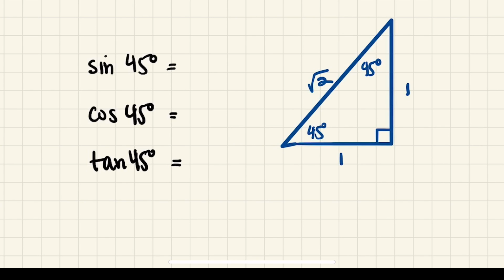And now we can read our trig function values. Now you can choose any of the 45s on here to work with. I'll just choose this one. So sine of 45 degrees, opposite over hypotenuse. So that's 1 over rad 2. But again, we should rationalize that. And that gives us rad 2 over 2.